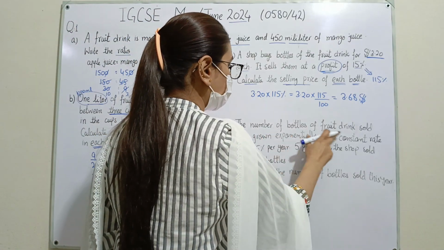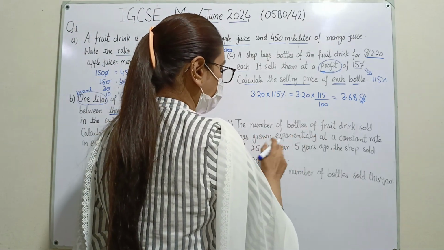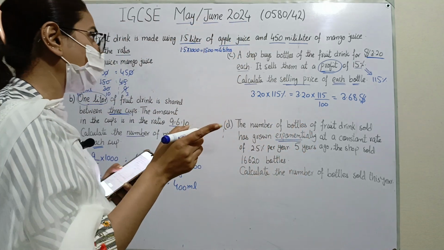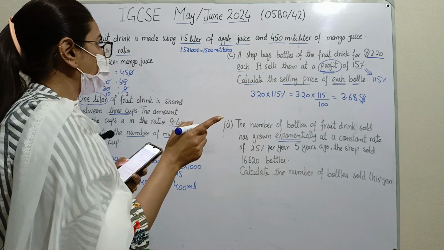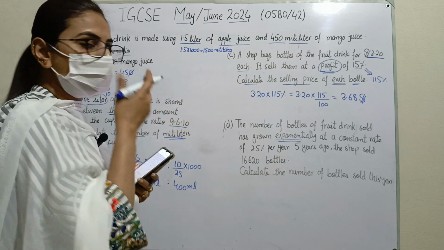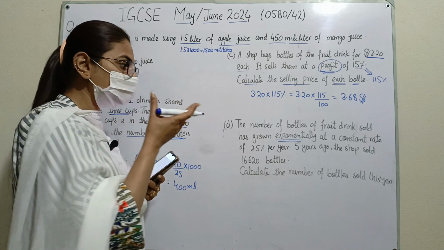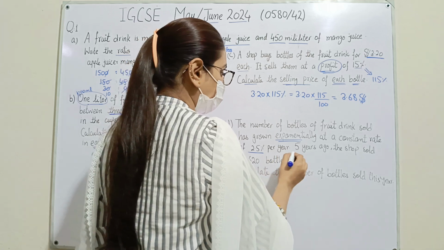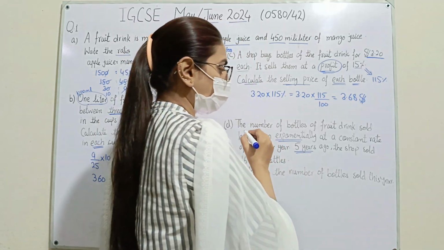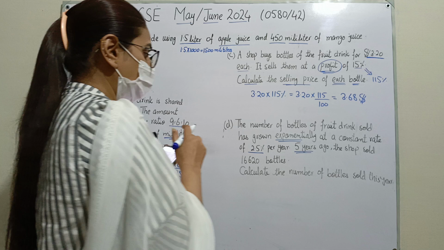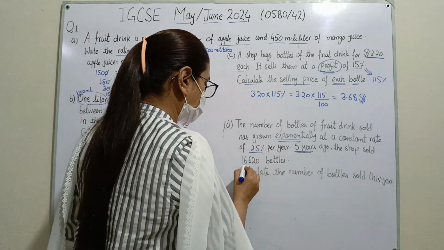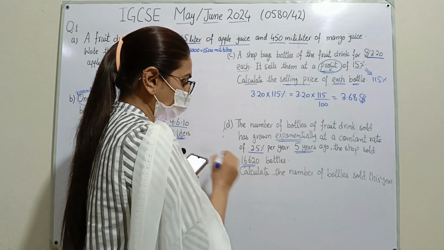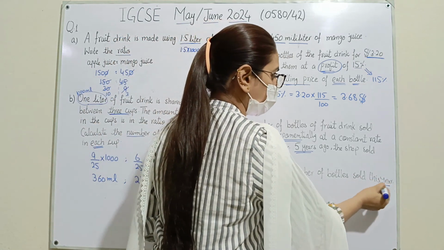The number of bottles of the fruit drink sold has grown exponentially. As we told you in our previous paper, that was the paper of February March, exponentially is basically a compound interest question. The rate is 2.5% for 5 years, so the time is 5 years, and the total number of bottles is 16620. What is it asking you to calculate? Calculate the number of bottles sold this year.